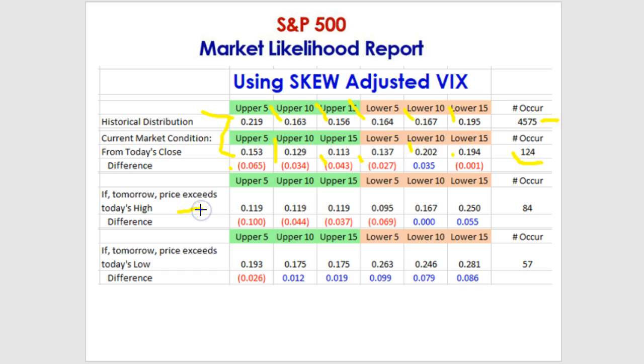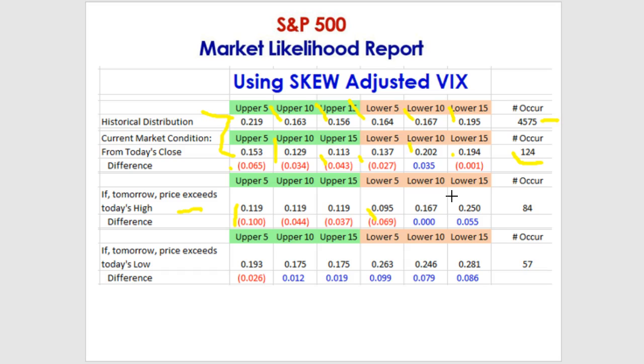That occurred 84 times where the previous day's high was exceeded. Here we have a situation where the upper bands are struck less often and the lower bands a bit more often. So this is beginning to paint a picture. If you had to lean it a certain direction, you would lean bearish, because the upper bands are getting struck less often than the lower bands.